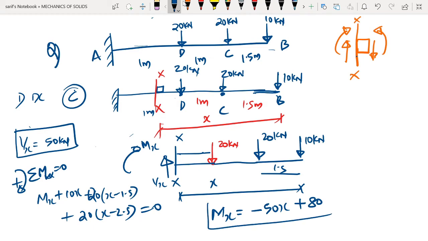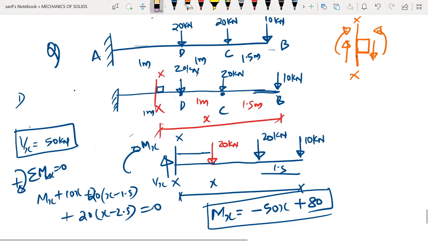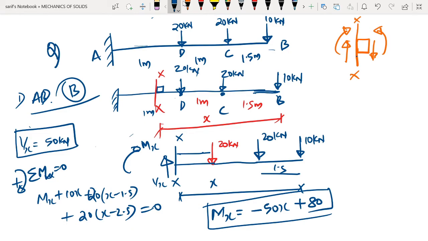So this would be the expression for bending moment in the region AD, and the origin is B. Okay, so we have got the expressions for shear force and bending moment for all the three regions.